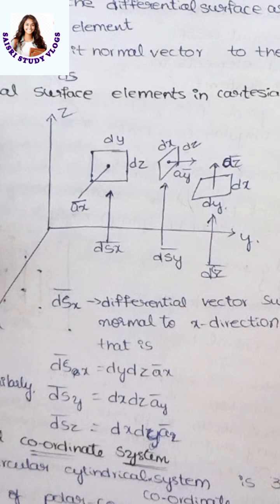What are the other two differential changes other than y? They are dx and dz, and we take the unit vector of that surface, which is ay bar. Similarly for the third one, ds z bar is the differential change in the other two coordinates, x and y, times the unit vector az bar.